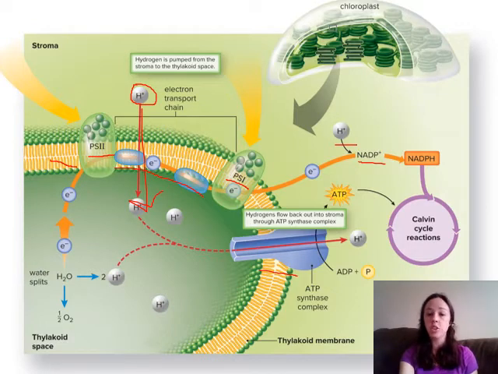Since we have established our concentration gradient, the hydrogen ions will flow back into the stroma through the ATP synthase, which will form ATP. So now we have our two products, ATP and NADPH, that will now enter into the Calvin cycle.